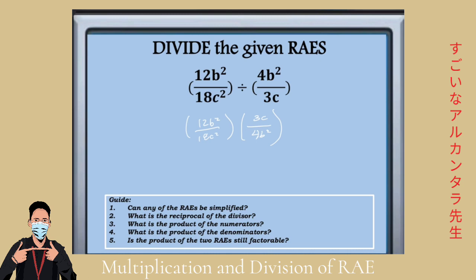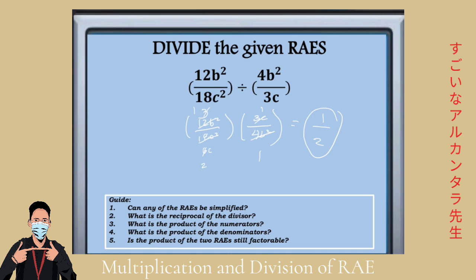12b squared and 4b squared have a common factor, which is 4b squared. And this will be equal to 3. 18c squared and 3c have a common factor, which is 3c. This will be 1. And this will be 6c. And you can still simplify 3 and 6. So this will be 1 and this will be 2. So your final answer here is none other than 1/2.